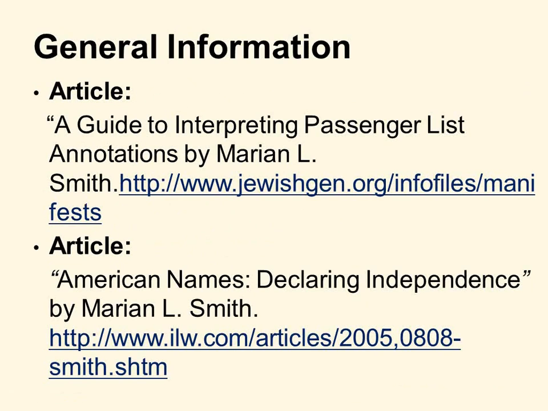Some other information that you can find free online is an article by Marion Smith called A Guide to Interpreting Passenger List Annotations, and you can get this for free at the jewishgen.org website. And also, Marion wrote another article, American Names Declaring Independence, Addressing the Ellis Island Name Change Myth. And so you can get both of these for free online. If you buy the CD with the handouts, all these links are in there. Jeff hopefully is posting these as well.